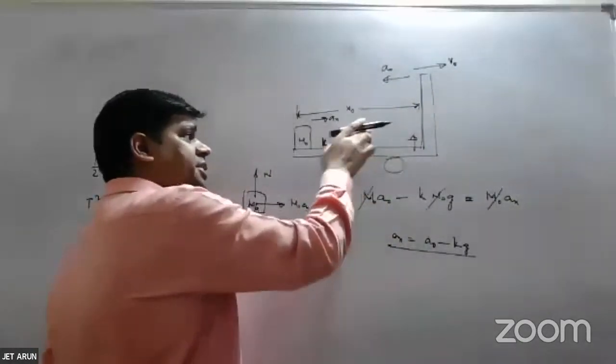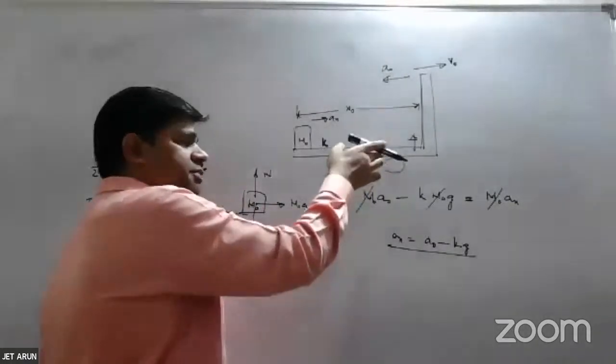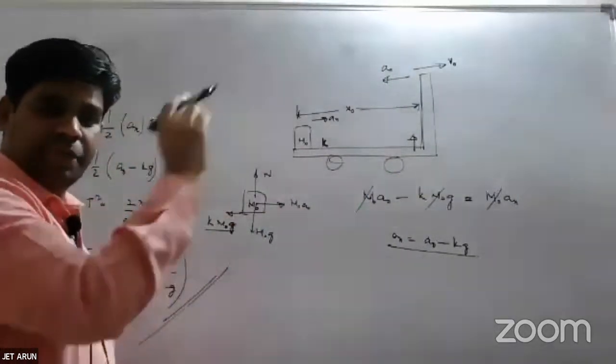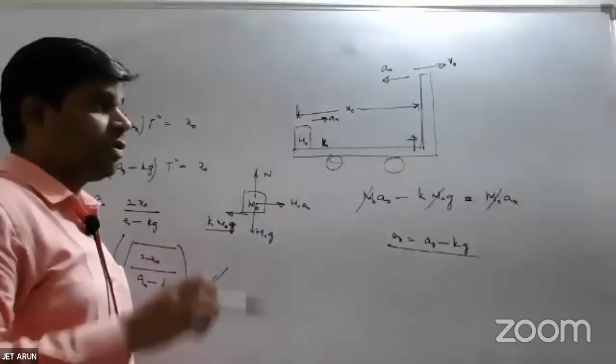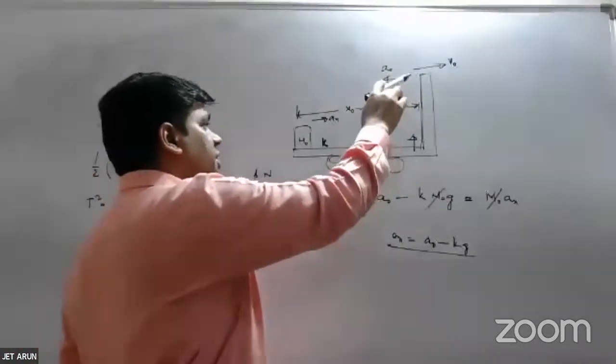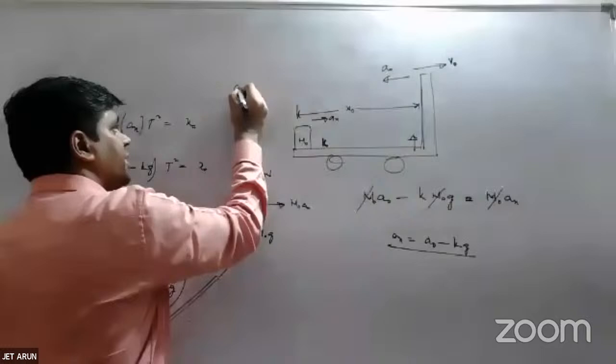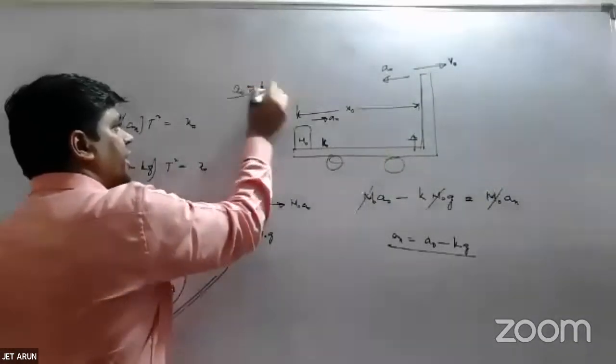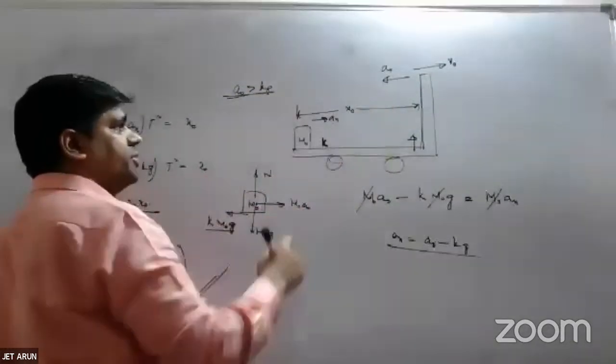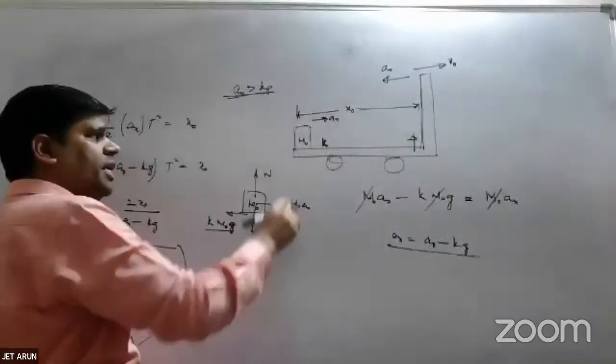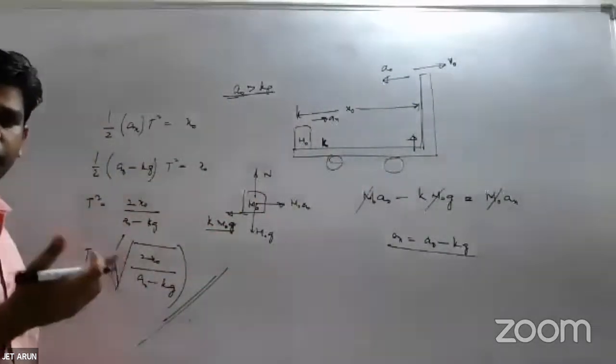So block is accelerating towards right with respect to this wedge, with respect to the truck. So it will go and definitely hit the wall, provided this acceleration is sufficient enough. Sufficient enough ఏంటి? A naught greater than mu g. A naught greater than mu g ఉంటే ఖచ్చితంగా ఇది హిట్ చేస్తుంది. A naught less than mu g ఉంటే ఏమవుతుంది? అది కదలదు. Block will not move with respect to the truck.